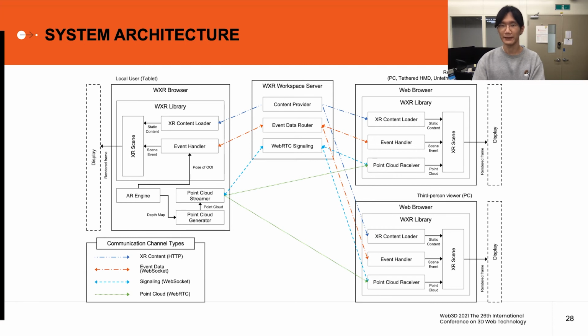The generated depth map from the AR engine module is passed to the point cloud generator module to process it into a reconstructed point cloud. The OOI masking stage is also conducted in this module. Then, the masked point cloud is passed to the point cloud streamer module, in which the point cloud is split into pieces of a message and delivered to remote users.